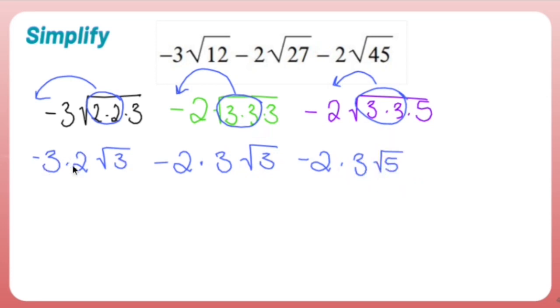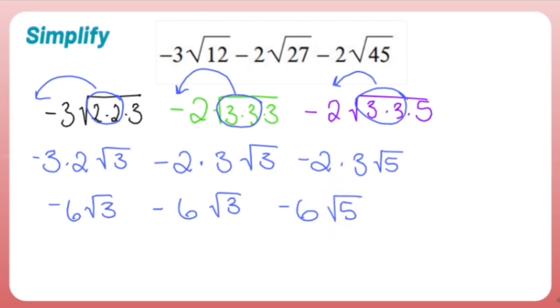So negative 3 times 2 is negative 6, negative 6 root 3. Negative 2 times 3 is negative 6 root 3. Negative 2 root 3 is negative 6. Negative 6, root 5.